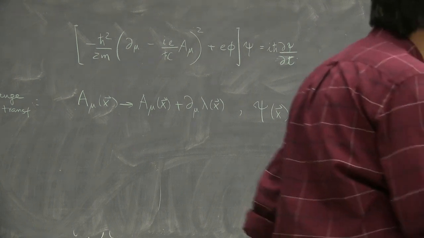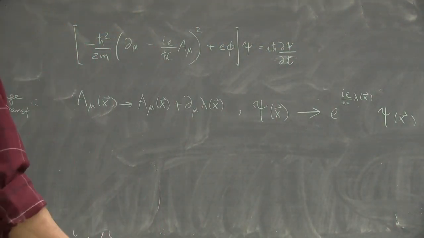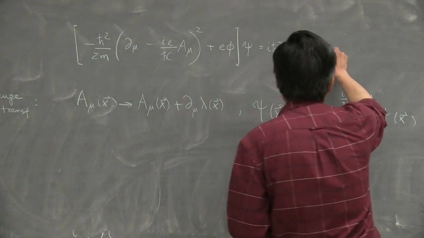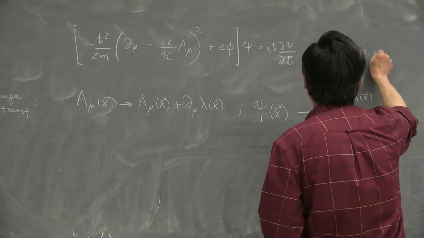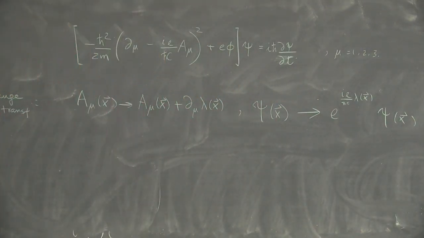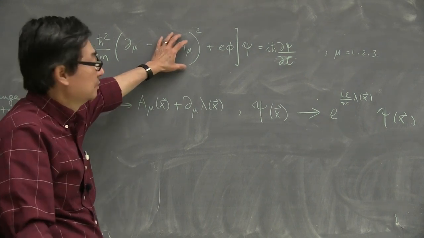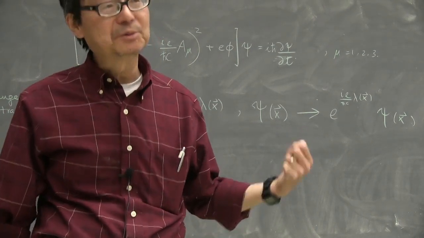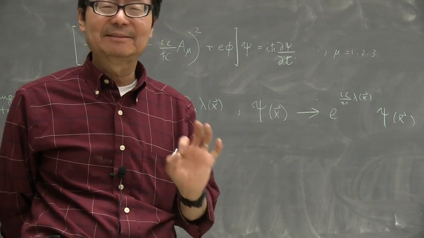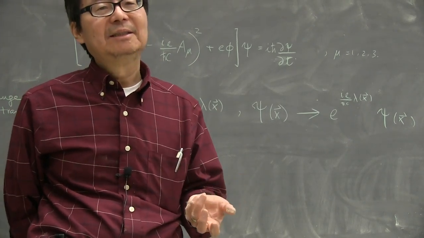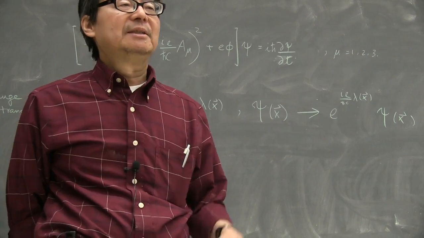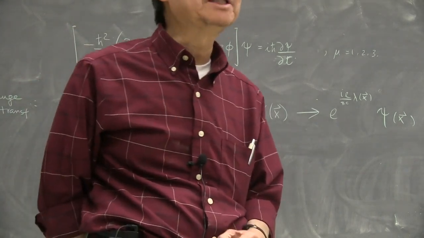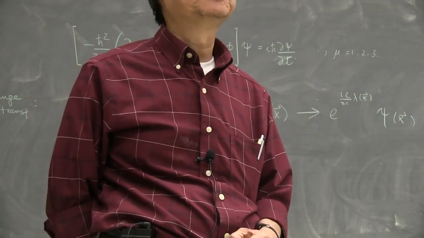Now let's ask the following question. Supposing I know the solution to the Schrödinger equation, in this case mu is just 1, 2, 3. Supposing I know the solution to the Schrödinger equation when A is equal to 0, then what is the solution to the Schrödinger equation when A is not equal to 0? Does that make any sense? You have an electron going around originally, and you know its wave function. Now you apply a magnetic field. What's that wave function of the electron going to be? Okay, so that's the physical question.